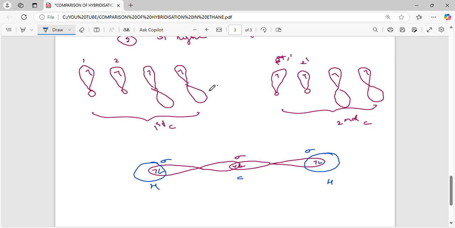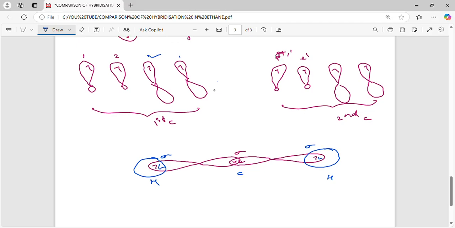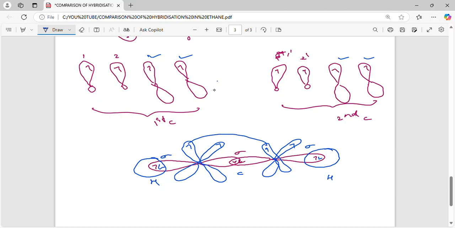Now comes the role of the unhybridized p orbitals. These are the unhybridized p orbitals. For each carbon, two unhybridized p orbitals are there. We need to draw the unhybridized p orbitals perpendicular to the plane. First I will draw the first unhybridized p orbital, 1, now 2. And each unhybridized p orbital has one electron. 1, 2. And these unhybridized p orbitals of each carbon atom undergo overlapping in this way.